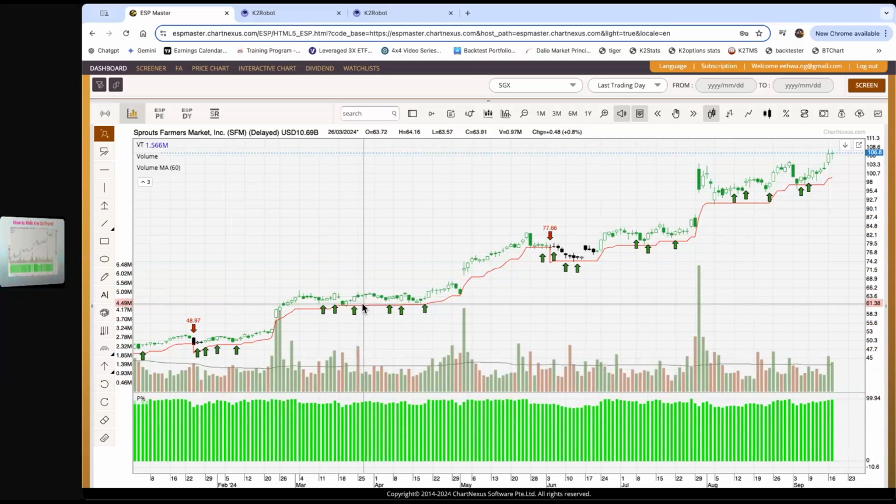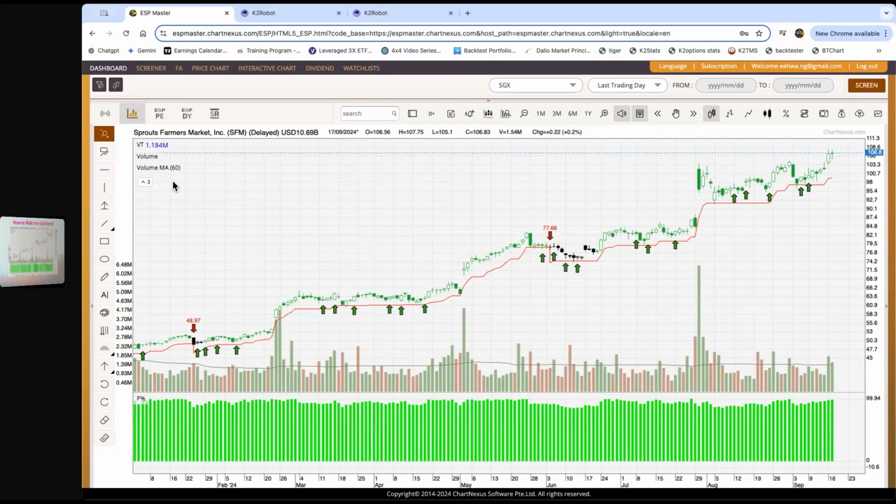Now the robot is so smart. It will not keep taking signals at every green arrow. If the stock is overexposed to risk, that is also no good. So it will buy only one time at the low. So 15th of March. In case you're wondering, how come so many green arrows but only buy one time? Because this is the low, we only buy one time.